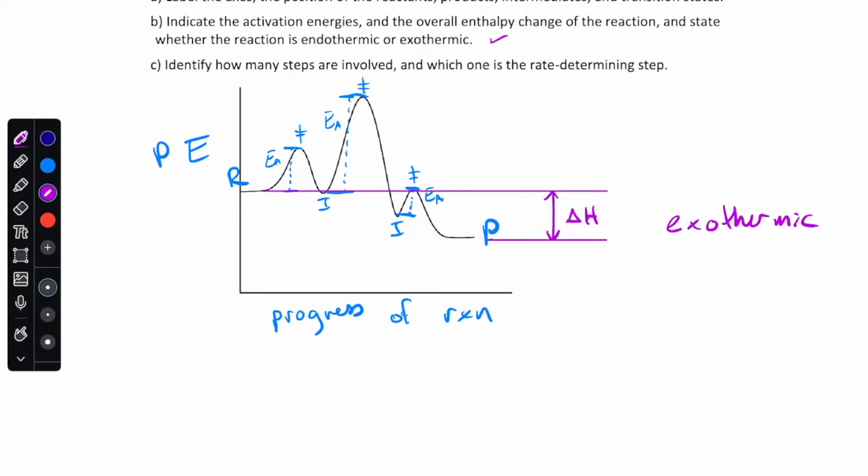Third one is how many steps are involved. So count the transition states. Each transition state is a step. So this has 3 transition states or 3 peaks, so it's 3 steps.